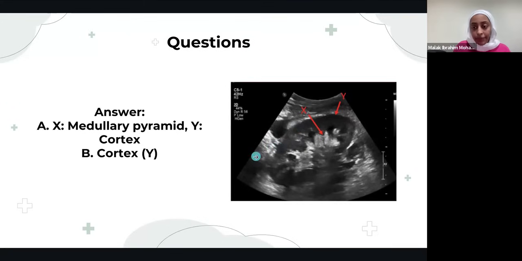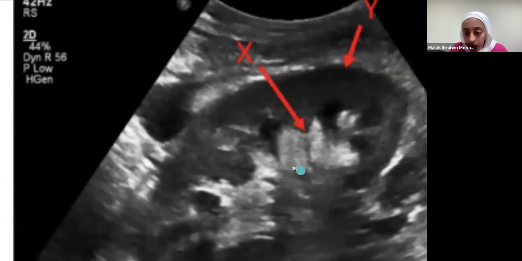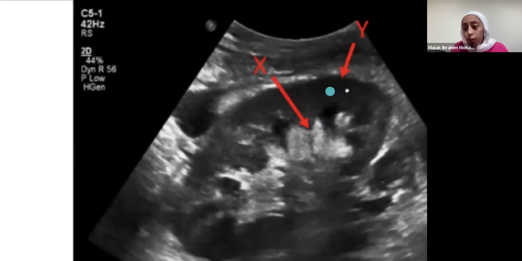So the answers are, you're going to have the medullary pyramid. Wait, X, one second. Okay, sorry. If it's pointing here, it's basically the sinus or the renal pelvis, as you guys said. If it's pointing here at the dark area, it's going to be the medullary pyramid. And this is the cortex.